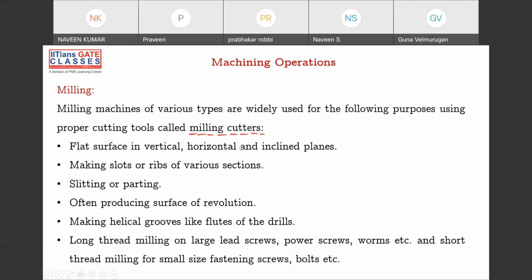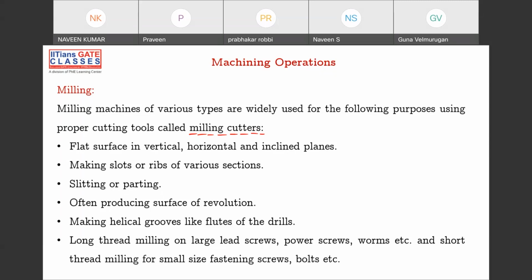A flat surface, or everything, can be done in milling. What they have written here is that a good amount of cutting operations can be performed by milling, using milling cutters. You can split one thing into two halves itself, right? And you can do anything.